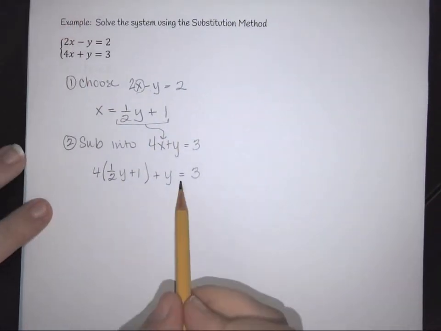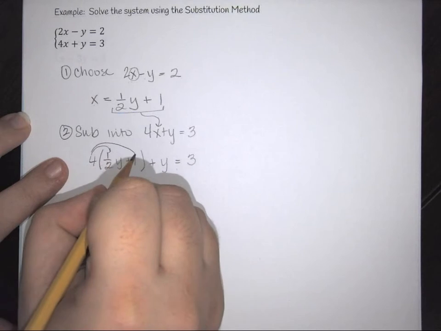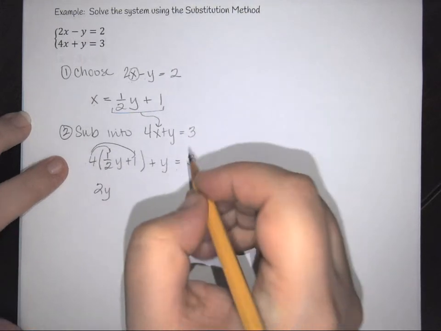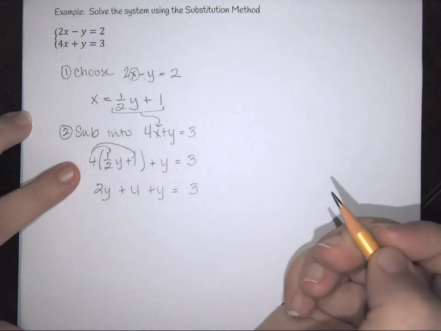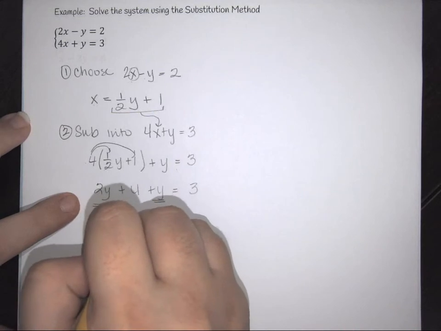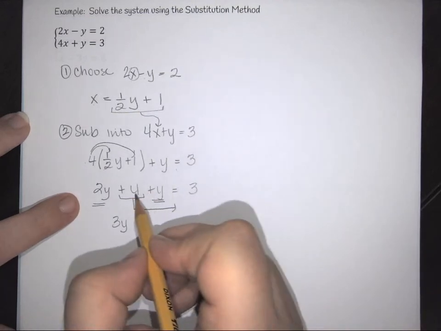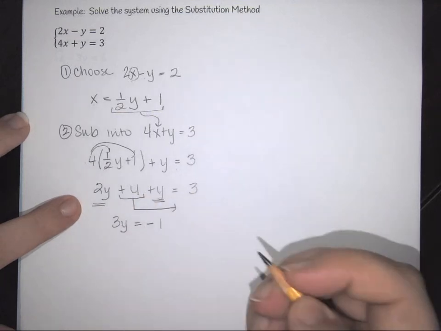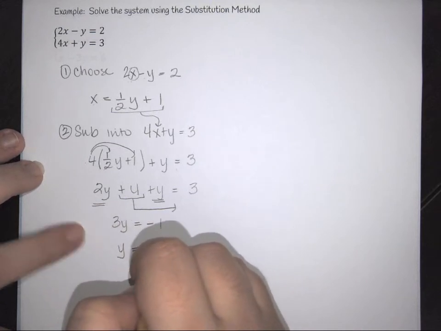So what we have to do here is we have to simplify completely. So we're going to go ahead and distribute my value in. 4 times 1/2 is going to give me 2y. 4 times 1, so plus 4, plus y equals 3. I need to combine my terms. 2y plus y gives me a 3y. And then I need to take this 4 and I'm going to move it to the other side. Because it is being added, to move says I have to subtract. So 3 minus 4 is a -1. Get y by itself. So here we have that y equals -1/3.